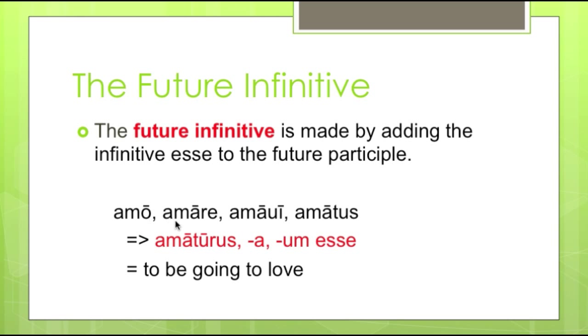So if we have amo, amare, amavi, amatus, the future participle is amaturus, a, um, and we add esse to that to get the future infinitive, to be going to love. So literally, esse means to be, and amaturus means going to love. So quite literally, that's to be going to love. So the future participle plus the infinitive esse forms the future infinitive.